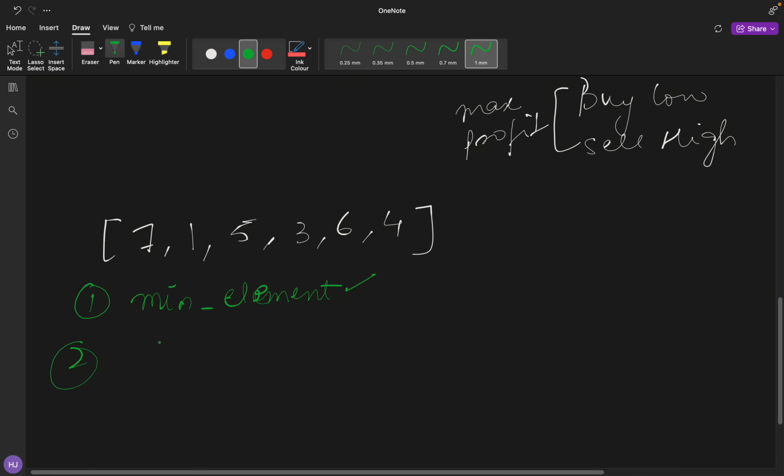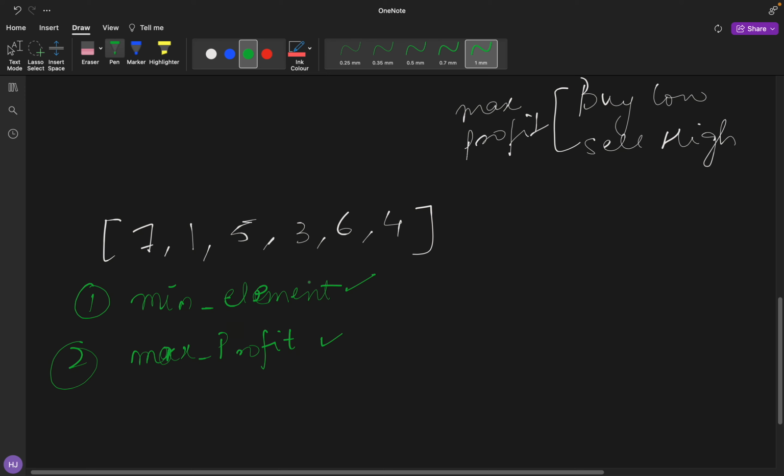And second, we can keep a track of the maximum profit that we have while traversing the array, right? So what is the maximum profit? Right, we can update both of these values side by side in our array. That's what we can assume. So let's get started.